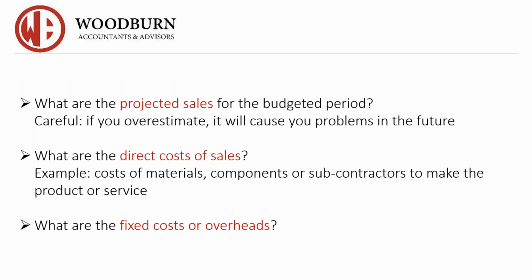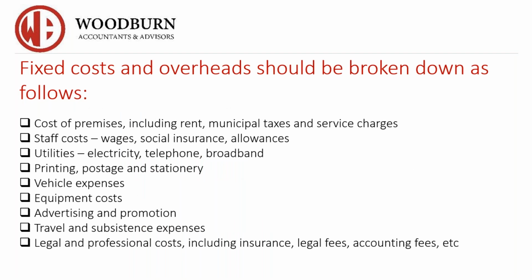So questions to ask yourself: what are the projected sales for the budgeted period? Careful. I know that when people go into China and they see a lot of the media news, they get very, very excited about the potential, but you've got to turn that potential, that opportunity, into concrete data and numbers. So don't overestimate, be conservative with your figures. What are the direct costs of sales? What are your fixed costs and overheads? So here's a guideline for the fixed costs and overheads. This is a list I've prepared for you to create your itemized list of items.